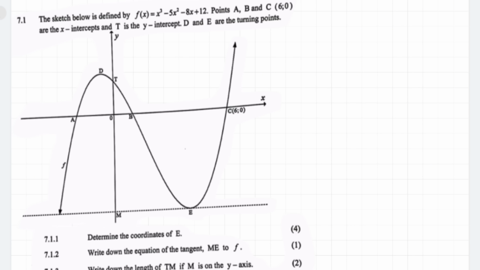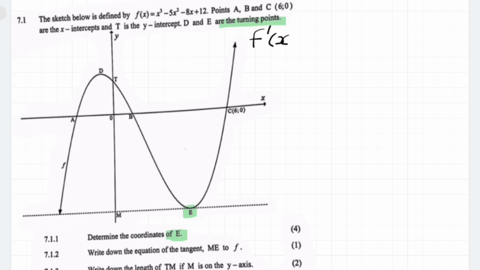This in the sketch is defined by f of x. Points A, B, and C are the x-intercepts, good. And then they say T is the y-intercept. So this is important. And then D and E are turning points. So the first question, they say determine the coordinates of E. So E, they say, is what? It is the turning point. So how do we find the turning point of a cubic? We differentiate.